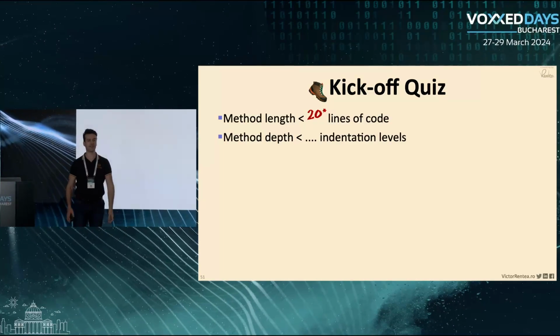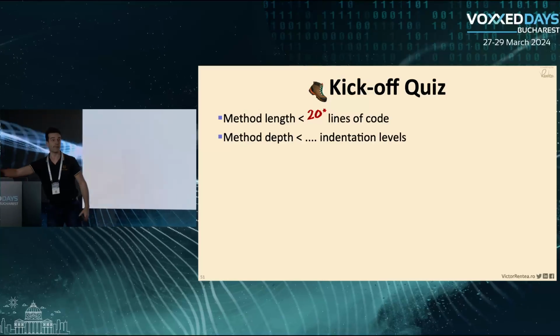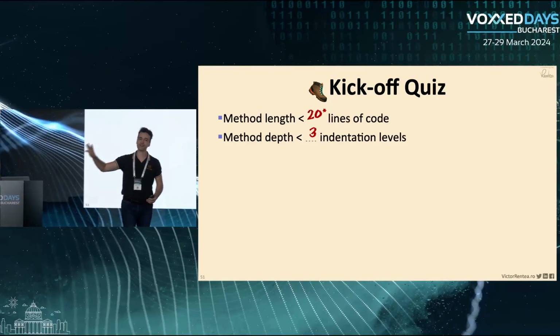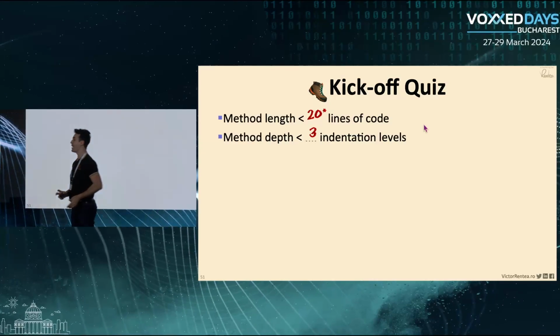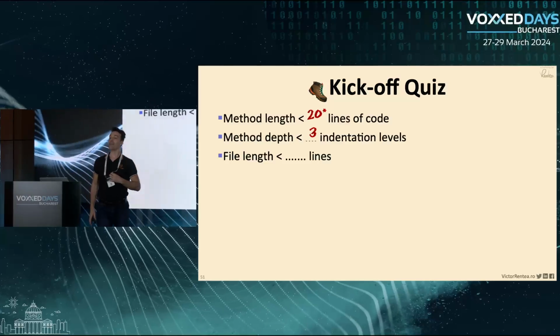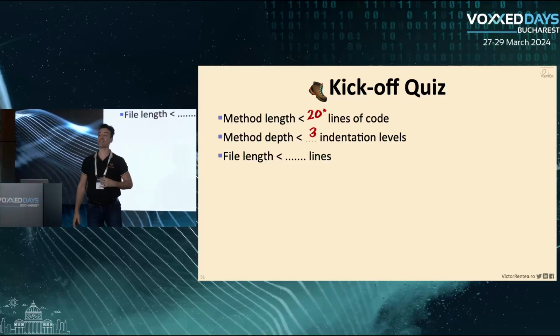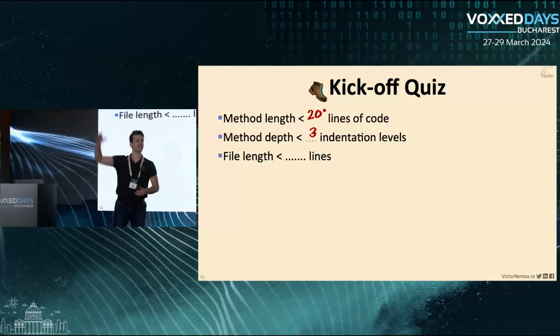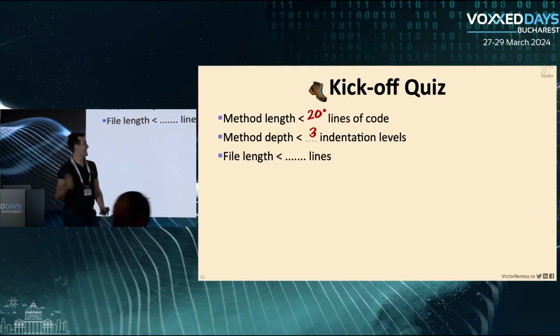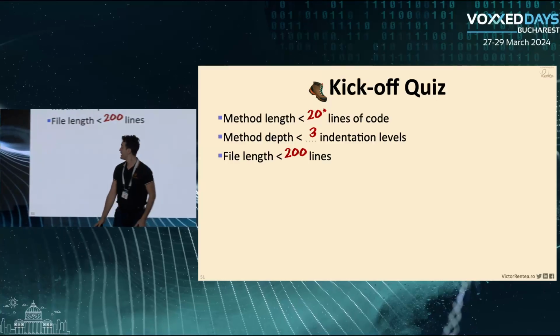How deep should the method be? 2. If you see 3 or more, it's already a red flag, right? How big should the file be? Depending on the language, 200 in Java. By the way, who's Java in the room? Oh my God, yeah, so 200 in Java for you guys.